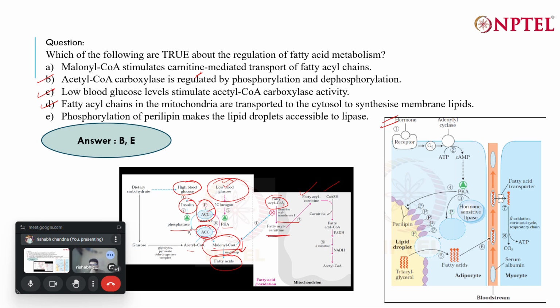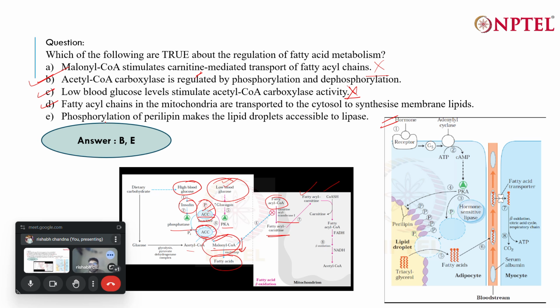So let's see the options. Malonyl coenzyme A stimulates carnitine mediated transport of fatty acyl chains. No, it inhibits. Then acetyl coenzyme A carboxylase is regulated by phosphorylation and dephosphorylation. Yes, this is correct. This ACC is the acetyl coenzyme A carboxylase enzyme. Low blood glucose levels stimulate acetyl coenzyme A carboxylase activity. No, it inhibits, because it activates protein kinase A, which phosphorylates ACC, and that cannot convert acetyl coenzyme A to malonyl coenzyme A. So it inhibits.